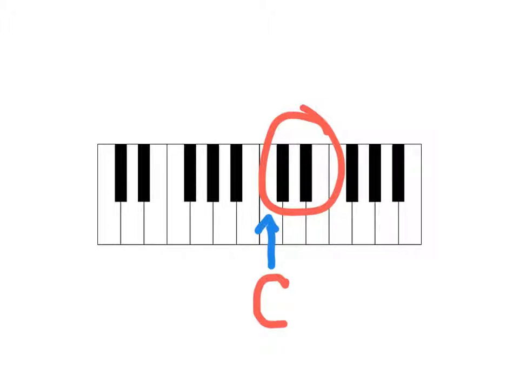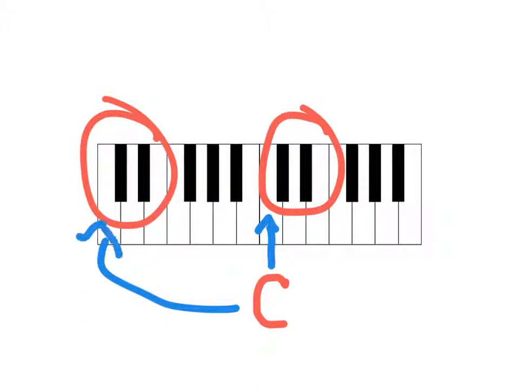So you'll notice that there is, like I said, a repeating pattern. So for example, here is another group of 2 black keys, 2 accidentals. The note to the left of that is also a C, right? Because remember, our musical alphabet repeats itself over and over again.